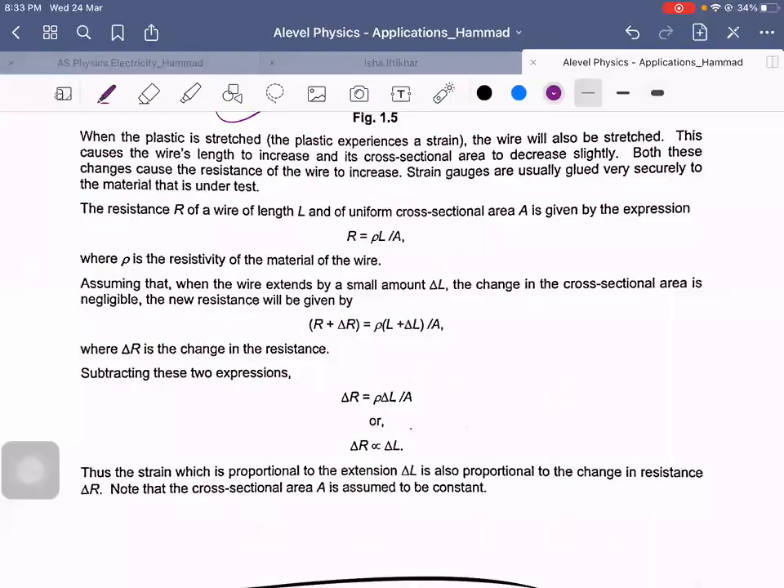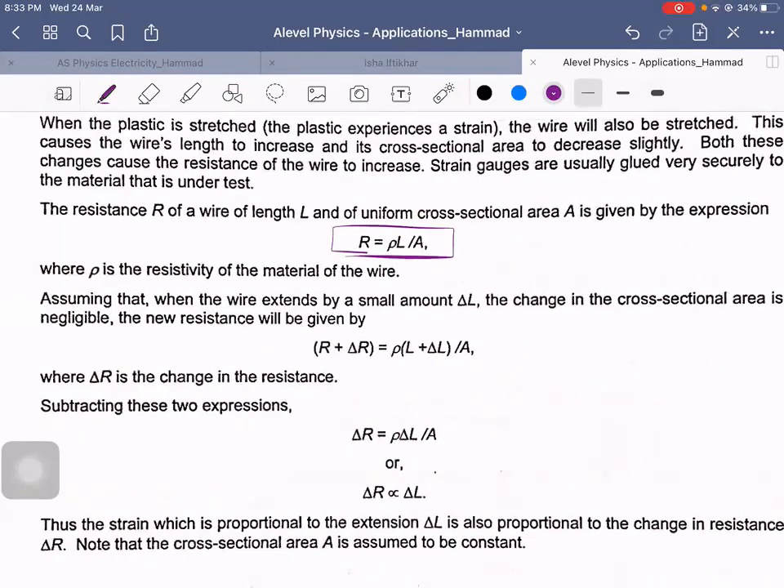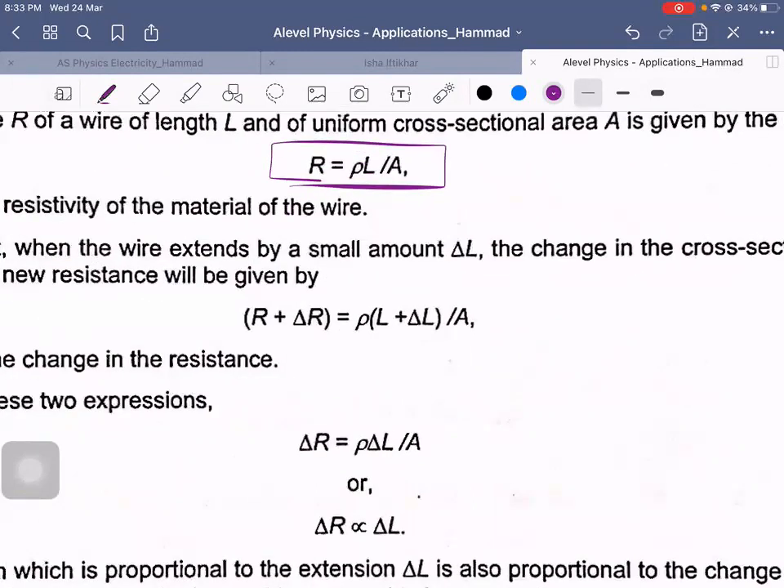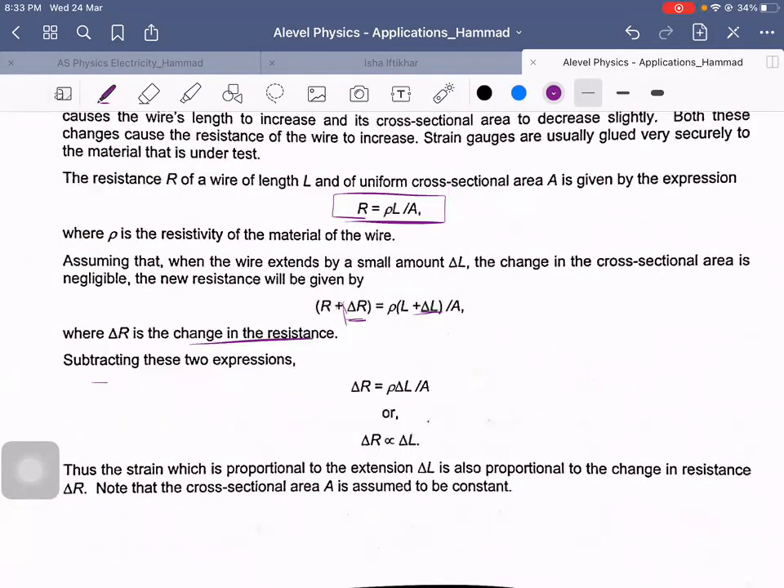Strain gauge works on the resistance principle. Resistance is equal to rho L upon A. Let's say if a slight change in the wire's length is noticed, right? That would also increase the resistance of the strain gauge. So a little change in the length caused a change in the resistance value, right?